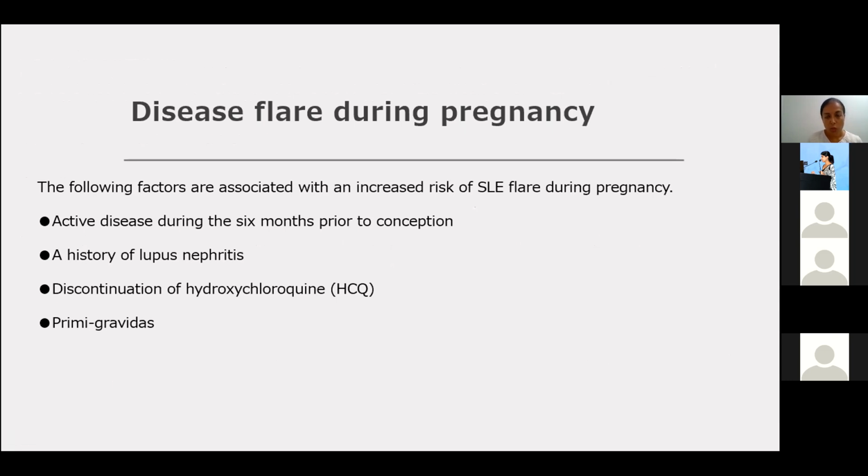So we'll now look at a few specific conditions in pregnancy. Now, what do we do if a patient comes with disease flare during pregnancy? These factors are associated with an increased risk of SLE flare. One is active disease during the 6 months prior to conception, a history of lupus nephritis, discontinuation of HCQ in pregnancy, and also primigravidas.